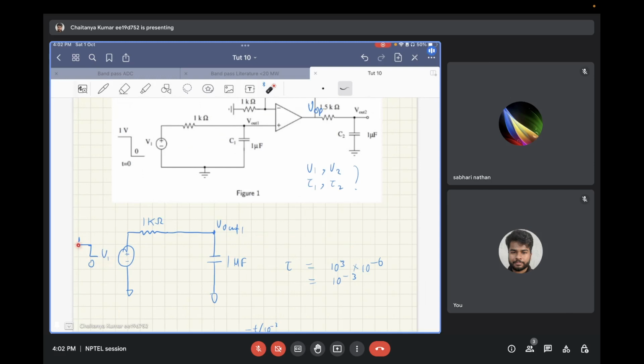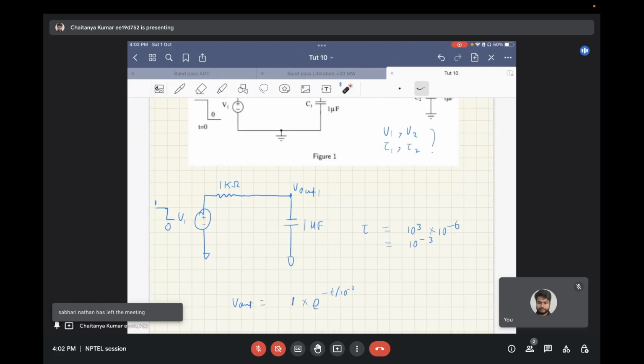For t less than 0, you have 1 volt at the capacitor, because for a long time 1 volt has been applied across this low pass filter. So no voltage will be developed across this resistor. All the voltage will come across the capacitor. So V out 1 is 1 volt at t equal to 0, and after that, the capacitor will start discharging through this 1 kilo ohm resistor.